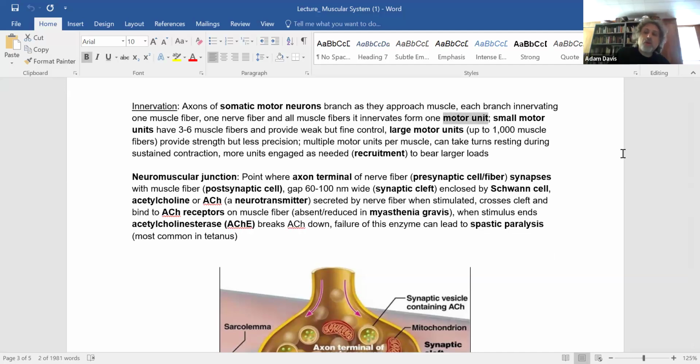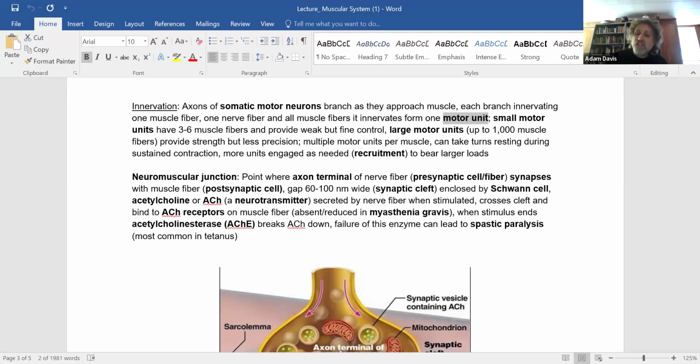Now, not all motor units are equally big or small. Some of them are different sizes. We can talk about small motor units versus large motor units. A small motor unit typically has fewer than 10 muscle fibers controlled by one nerve fiber. 3 to 6 is common.